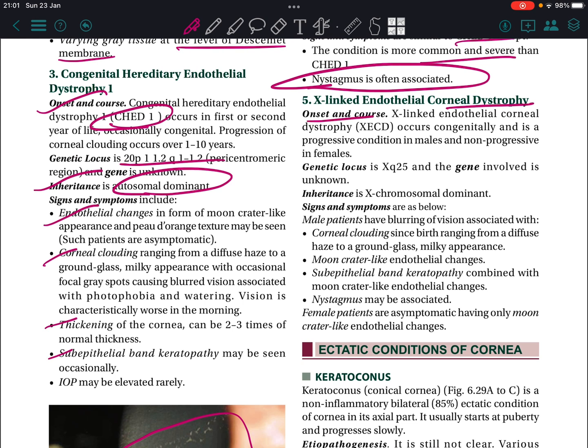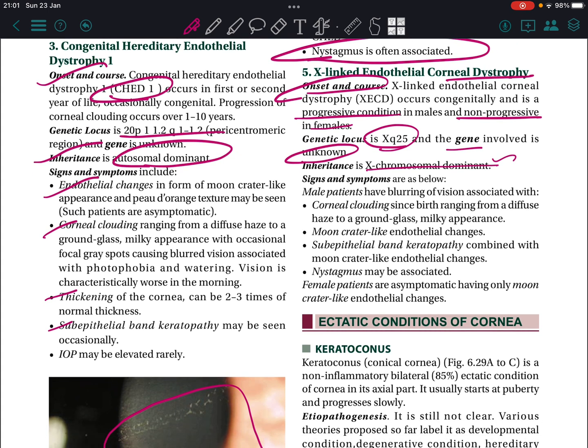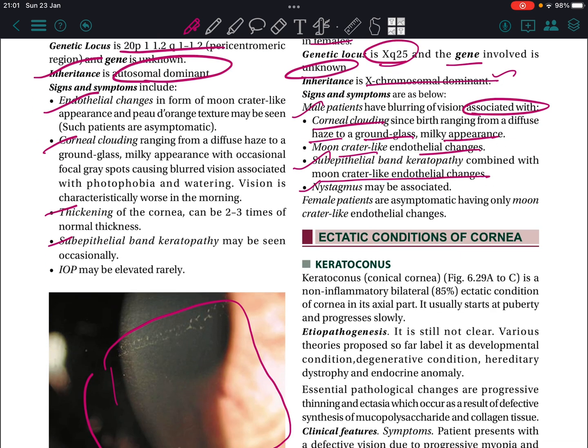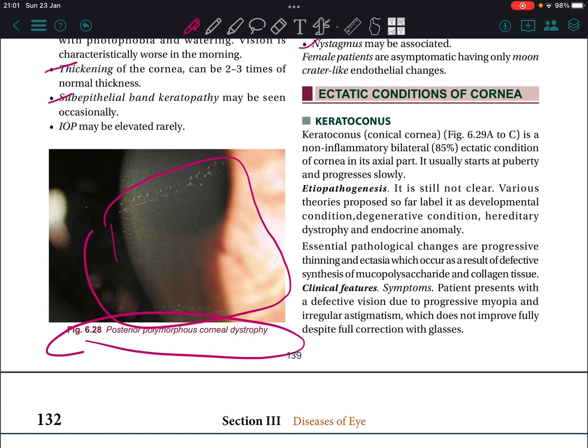X-linked endothelial corneal dystrophy. Onset occurs congenitally and the condition is progressive in males and non-progressive in females. Genetic locus is Xq25, gene involved is unknown. Inheritance is X-chromosomal dominant. Male patients have blurring of vision associated with corneal clouding since birth, ranging from diffuse to ground glass milky appearance, with moon crater-like endothelial changes. Subepithelial band keratopathy may be combined with moon crater-like endothelial changes. Nystagmus may be associated.